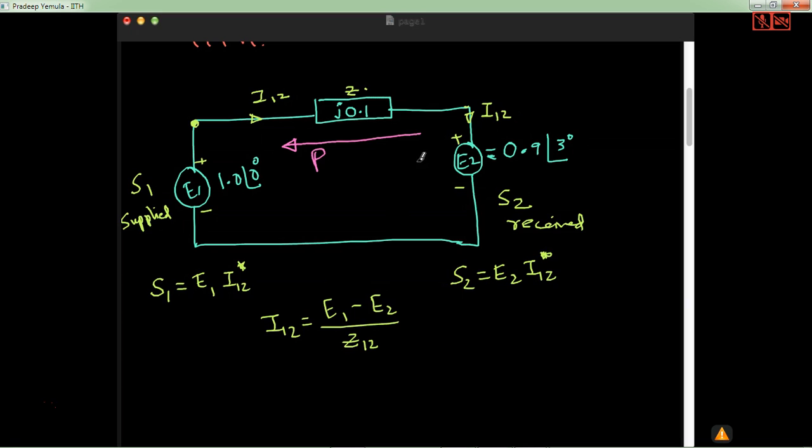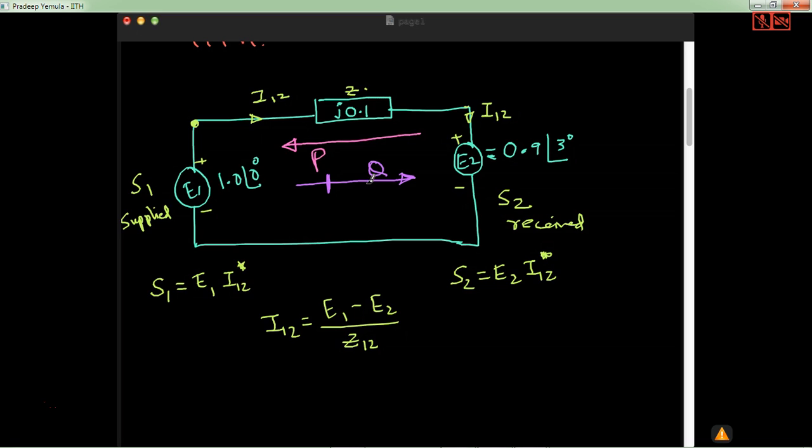Okay, so what about the reactive power? Looking at the magnitude of voltage, here is high voltage and here is low voltage. 0.9 is lower than 1.0. Reactive power always flows from high voltage to low voltage. So this is the direction of reactive power. Reactive power is flowing from 1 to 2 and active power is flowing from 2 to 1.